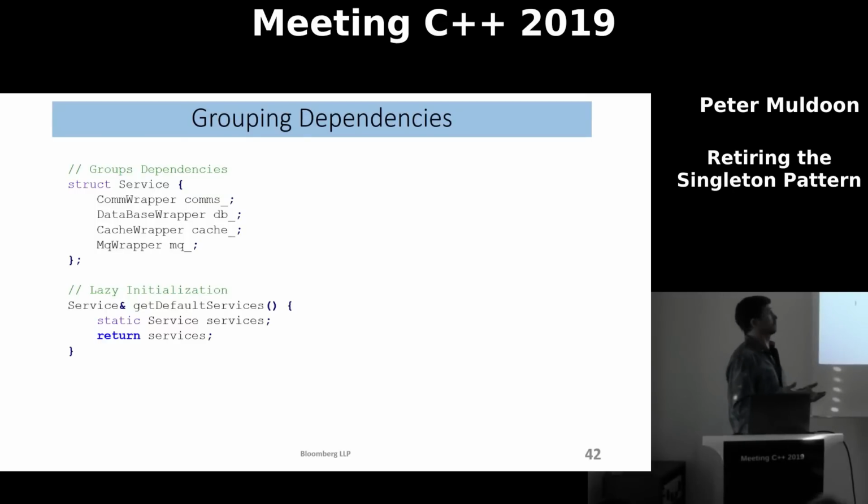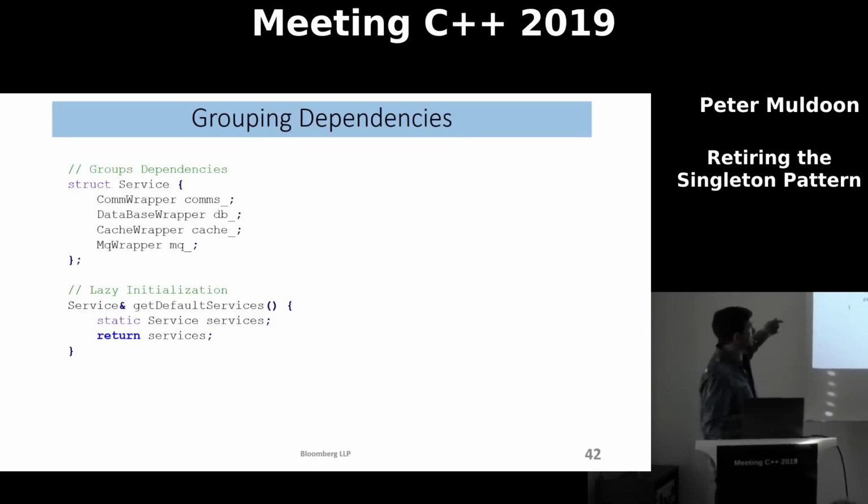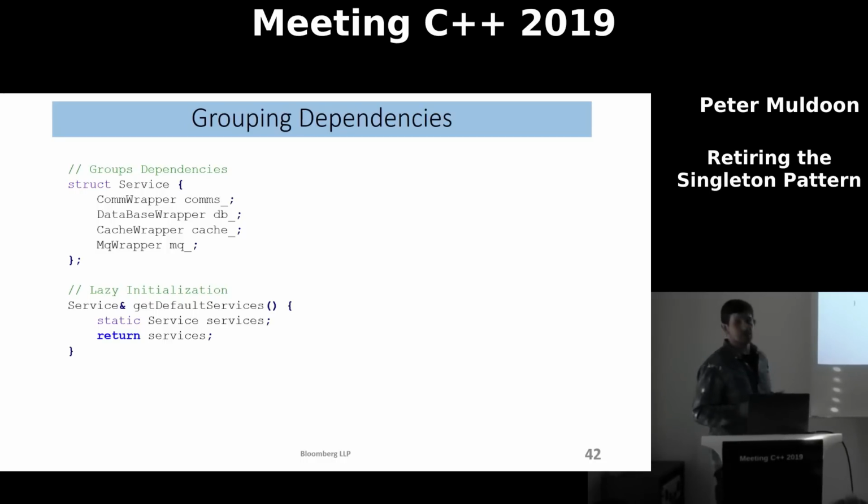So what I'd like to do is just bucket them up in a struct. Right, this is a natural thing. This is what we sort of reach for when we have a bunch of things that are related and we just want to carry them in a bucket. Put them in a struct, say I have a COM wrapper, database, cache, and MQ wrapper. And then I'll just get a default services now instead of each one individually. I'll just take a static services. Creating the services creates me all the underlying wrappers. And I'm going to return that.